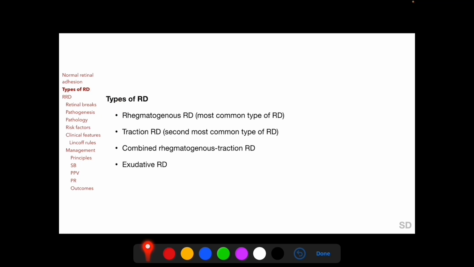Types of retinal detachment include rhegmatogenous retinal detachment, which is the most common type of retinal detachment and which we will be discussing in this session. Traction retinal detachment, which is the second most common type of retinal detachment. Combined rhegmatogenous and traction retinal detachment, and exudative retinal detachment. And this classification is very important to remember.